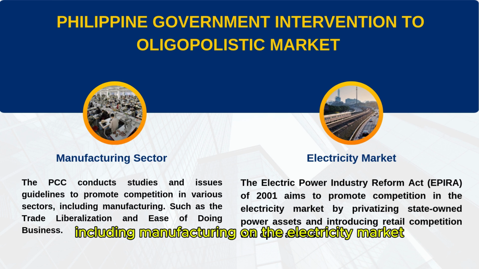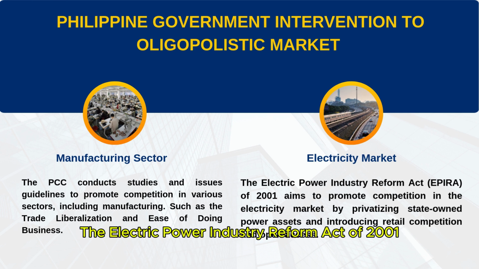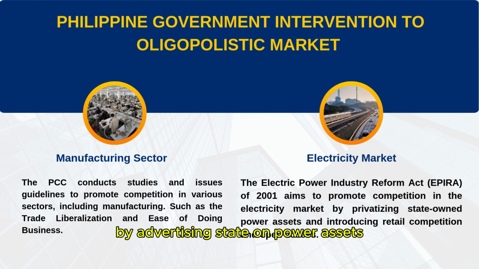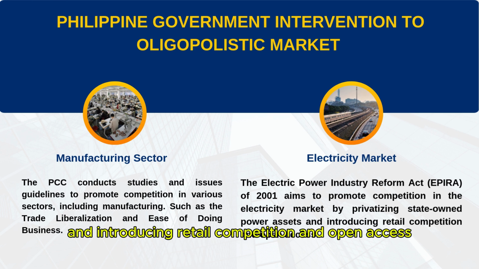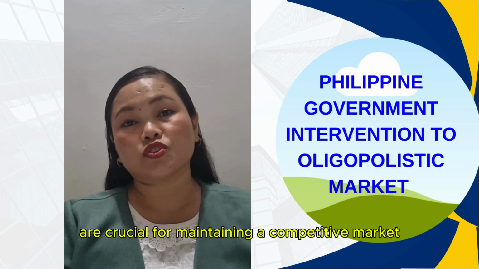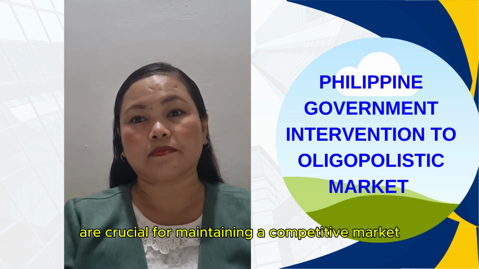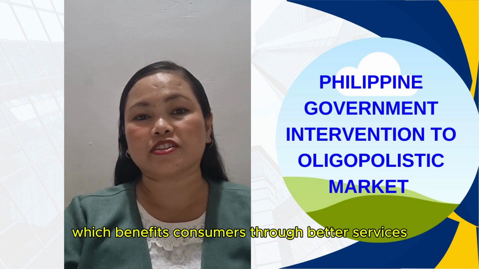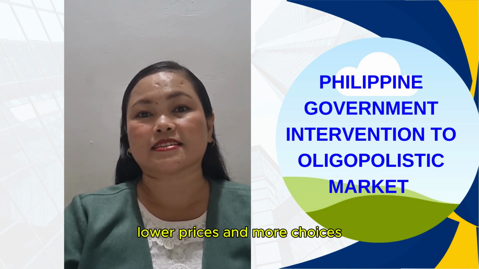In the manufacturing sector, the PCC conducts studies and guidelines to promote competition in various sectors, including manufacturing. In the electricity market, the Electric Power Industry Reform Act of 2001 aims to promote competition in the electricity market by privatizing state-owned power assets and introducing retail competition and open access. These interventions are crucial for maintaining a competitive market environment which benefits consumers through better services, lower prices, and more choices.